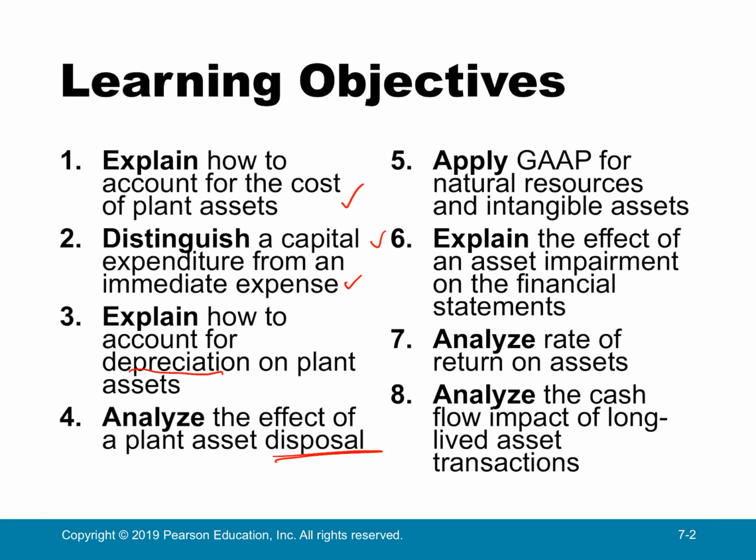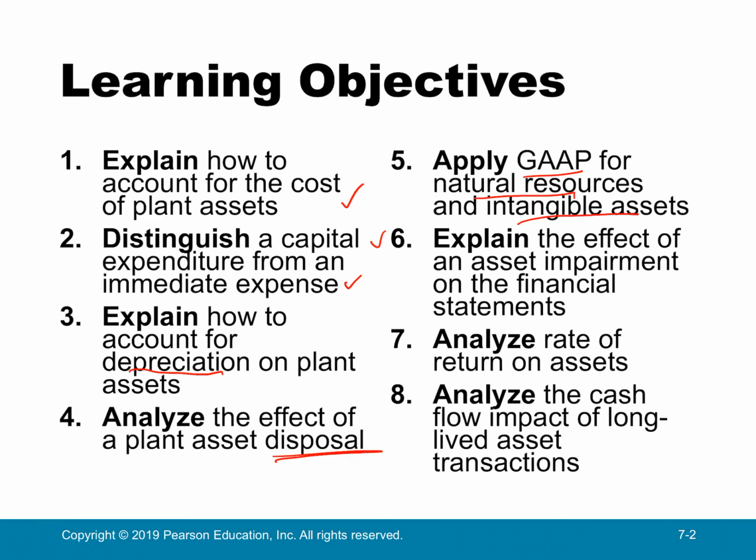Look at how we would apply generally accepted accounting principles for natural resources, things like timber or oil in the ground, and intangible assets. Intangible assets just means things you can't touch. So tangible would be things I can touch, like a desk or pens. Intangible are things like patents and contracts and brand names and whatever the case may be.